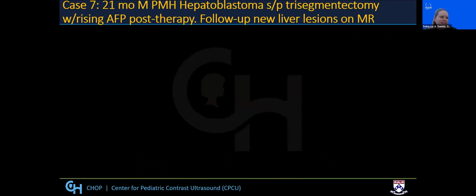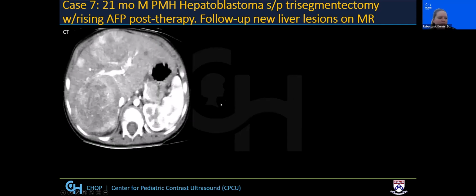The next case is a 21-month-old male with past medical history of hepatoblastoma, status post a trisegmentectomy with rising AFP post-therapy, and it wanted to follow up on new lesions seen on MR. This is a CT at time of diagnosis of hepatoblastoma, so you can see that this patient had quite large heterogeneously enhancing lesions.